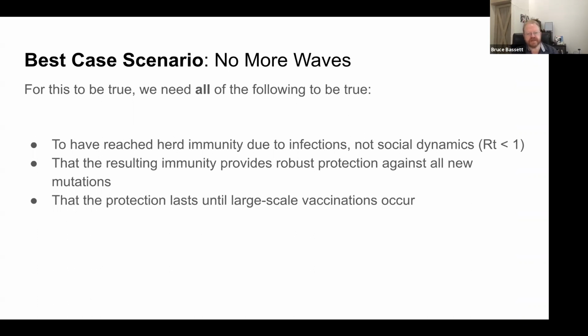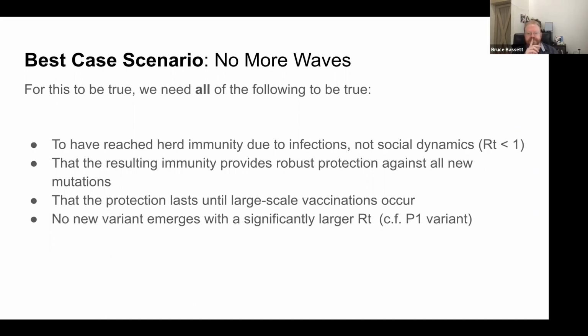We also need the protection from that immunity to last until we get large-scale vaccinations. At the rate we're going currently, it'll take us roughly 10 years to vaccinate a significant proportion of the population. So the two factors above could be true, but if the protection only lasts for 1 year and it takes us 5 years to vaccinate everyone, this isn't going to protect us. We also need that no new variant emerges with a significantly higher R_t.